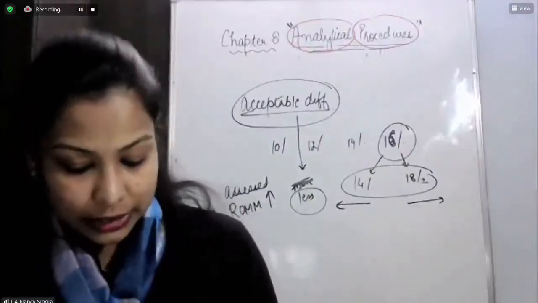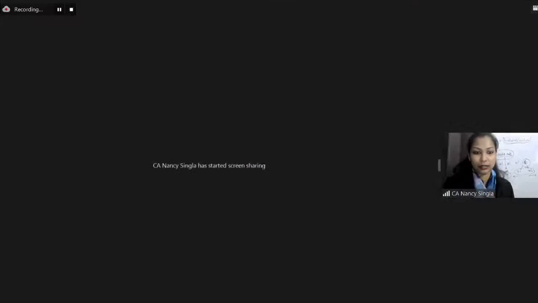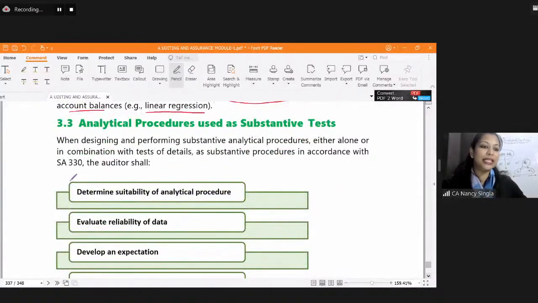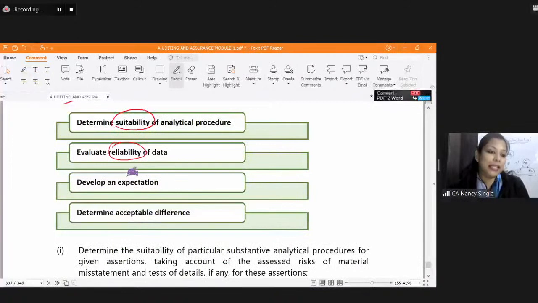So this was another topic. Let me just take you through the module and you'll be able to link what we are studying. See, analytical procedures are substantive procedures. So when the auditor under SA 330 decides to use these analytical procedures as substantive analytical procedures, first of all he'll determine the suitability of the analytical procedure. Then he'll see the reliability of data. He'll develop an expectation, and he will see the difference which is acceptable. What is acceptable difference? The difference which is acceptable without further investigation. If you want to learn it, I call it S-RED. S for suitability, R for reliability, E for expectation, and D for difference.